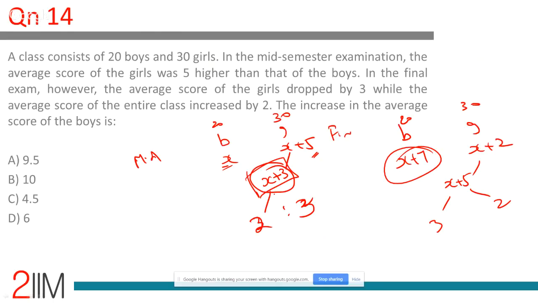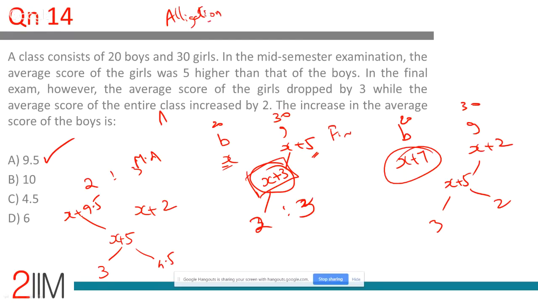The average score of the girls dropped by 3, so the girls' average becomes x plus 2. While the average score of the entire class increased by 2, so overall x plus 5. So what is the average of the boys? Boys to girls, the ratio of students is 2 is to 3. So this number is 3, this number should be 4.5. So the boys should have got 4.5 more than x plus 5, x plus 9.5. Wonderful. Classic question where if you use the famous allegation method, this becomes very simple.